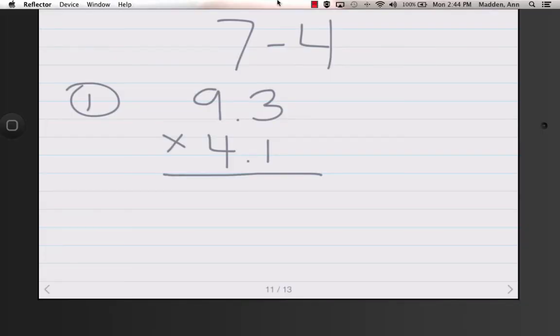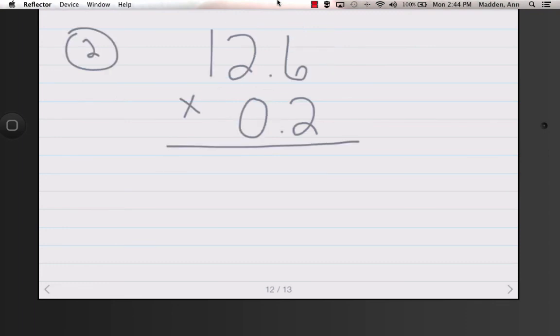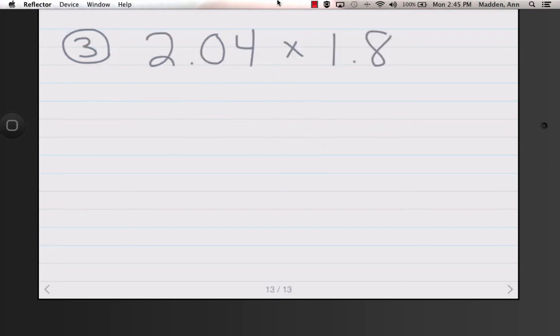You got it. Okay, it's time to take out those notes. We're going to try 3 problems. I want you to work them out, and when you get to school in the morning at math time, we're going to go through them and see how many of you got the right answer. First problem is 9 and 3/10 times 4 and 1/10. Second problem is 12 and 6/10 times 2/10. Third problem is 2 and 4/100 times 1 and 8/10. Good luck. See you tomorrow.